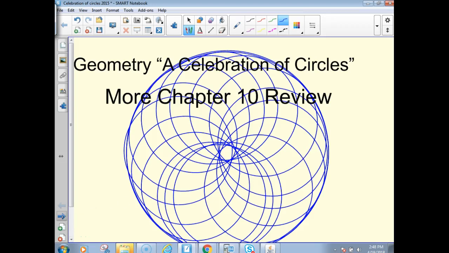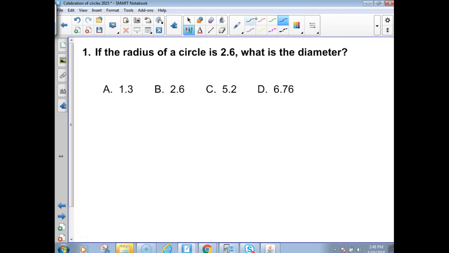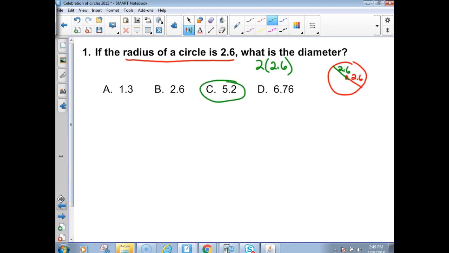So we're going to go through the review of circles today. You guys better have this answer circled already. I do have some people who are still messing this up though. Radius goes from the center to the side. If that's 2.6, what's the actual diameter? It's twice as big because the diameter goes all the way across. So it's 2 radiuses. So this would be 5.2.